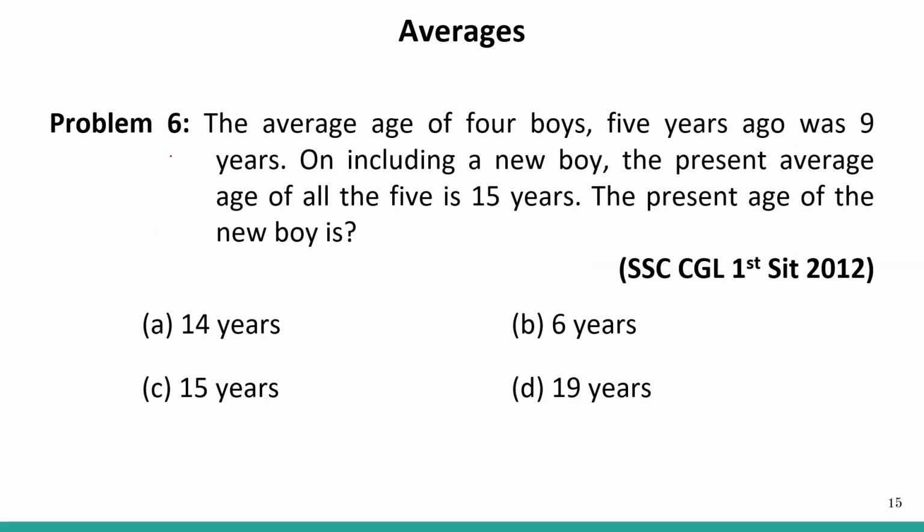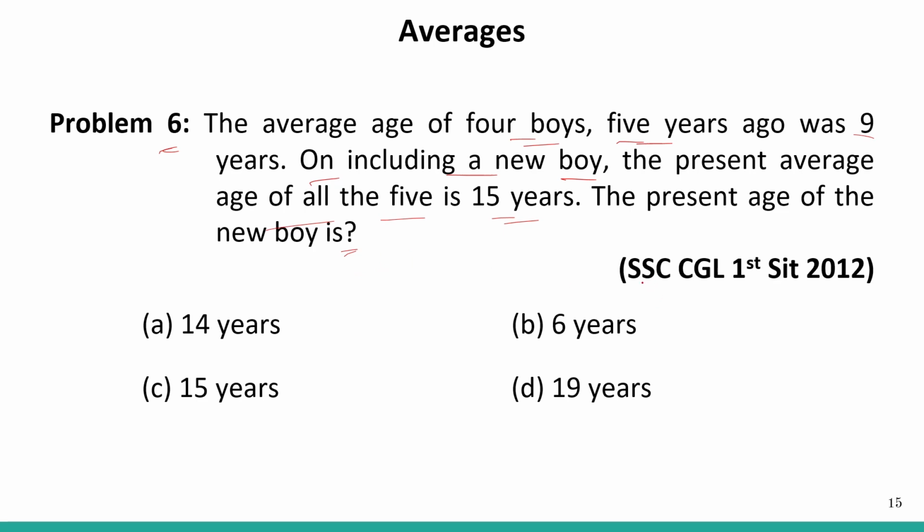So let's see problem number 6. The average age of 4 boys 5 years ago was 9 years. On including a new boy, the present average age of all the 5 is 15 years. So what is the present age of the new boy? What happened was the average age of 4 boys 5 years ago was 9 years. So 5 years ago, let their present age be X, Y.